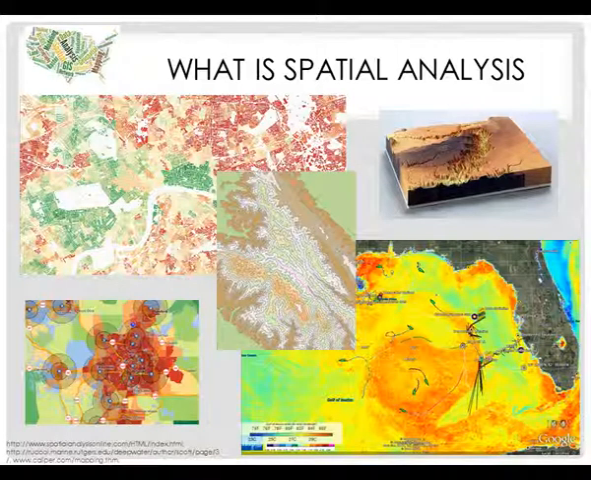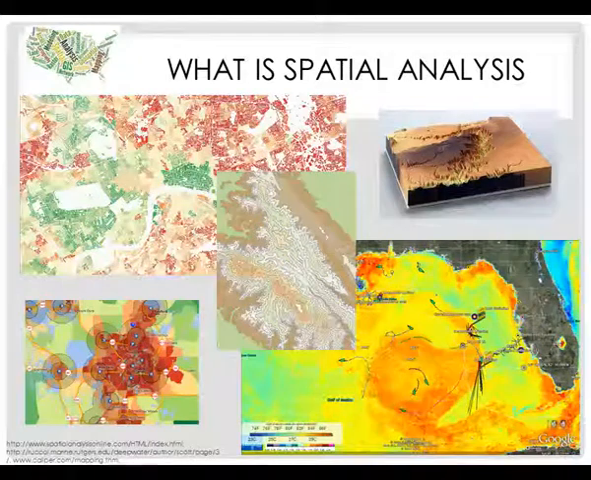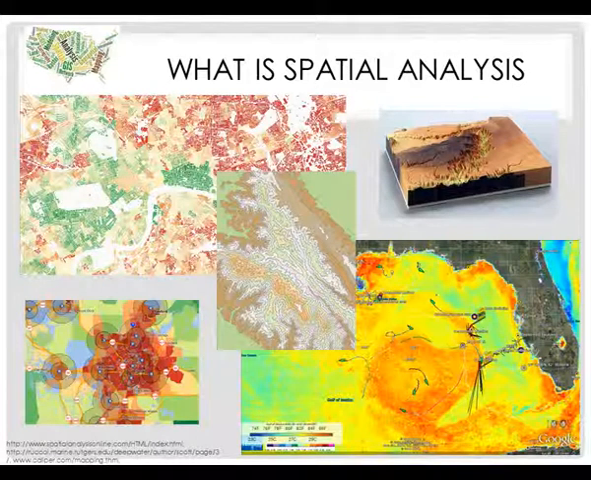We can use spatial analysis for both two-dimensional and three-dimensional data, but at a minimum, the data has to be spatially referenced, and you're aware from Geography 1700 already what that means. That we have to use spatial data in order to do spatial analysis.